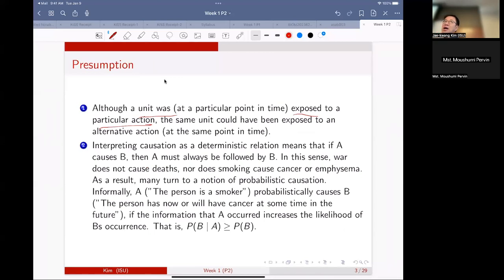So then we are excluding, say, what if I was born as a female? I was born as a female. That's not really something I can choose. So the presumption is that we have some choice.